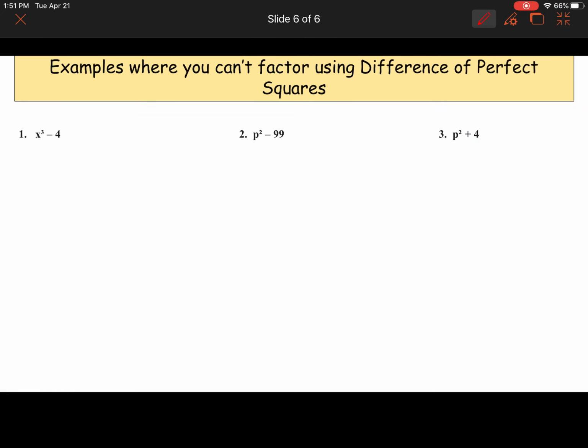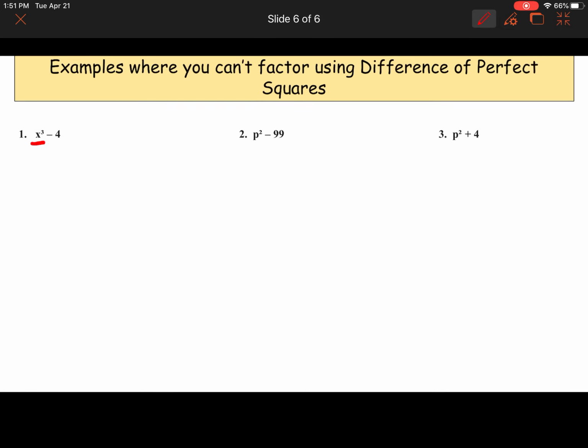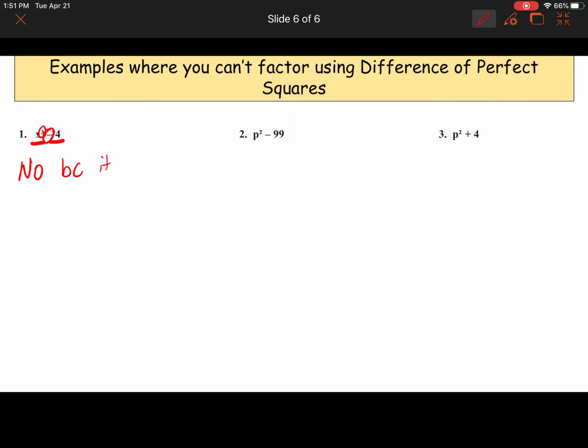Last slide: examples where you can't factor using difference of perfect squares. We're going to use our criteria for difference of perfect squares again to figure it out. First of all, is it a binomial? Does it have two terms? 1, 2, yeah. Does it have subtraction? Yeah. Does it have even exponents? No. So no, because x to the third is not even.